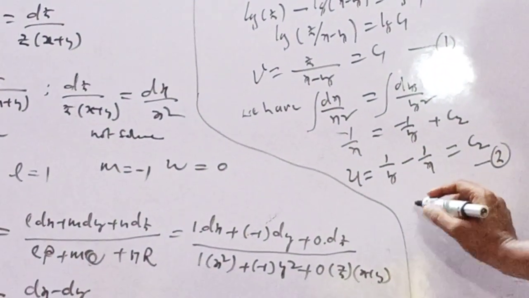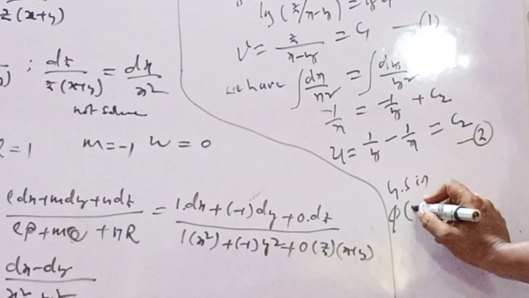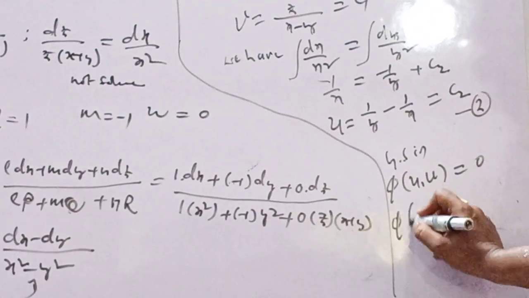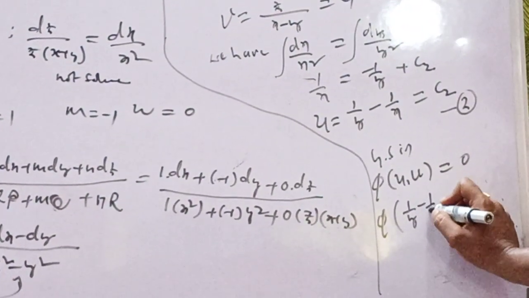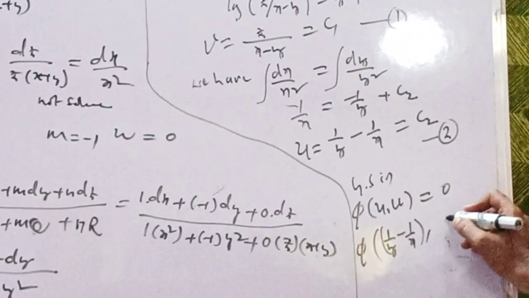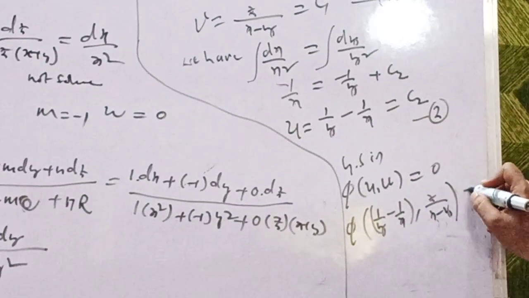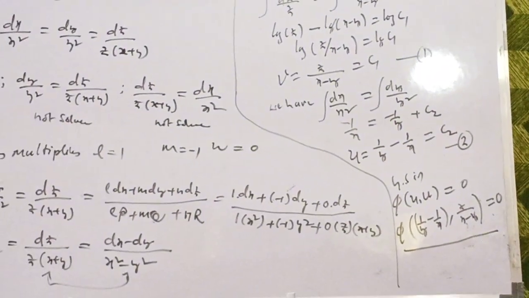Therefore, the general solution is phi of u comma v equal to 0. That means phi of, what is u? 1 by y minus 1 by x, comma, and what is v? z by x minus y, equal to 0 is the required solution.